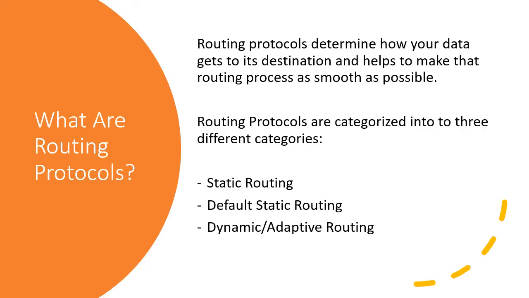Routing protocols determine how your data gets to its destination and help to make that routing process as smooth as possible. Routing protocols are categorized into three different categories: static routing, default static routing, and dynamic/adaptive routing, which I'll refer to as dynamic routing throughout this presentation. This video will give a simple overview of dynamic routing and give 4 examples of dynamic routing protocols.